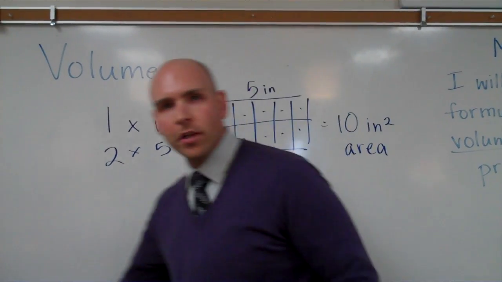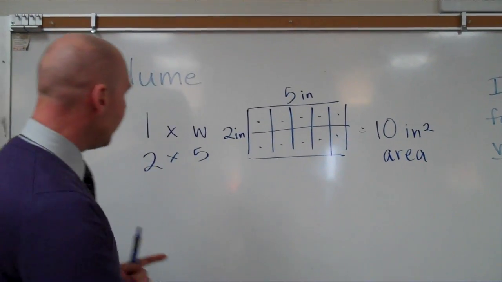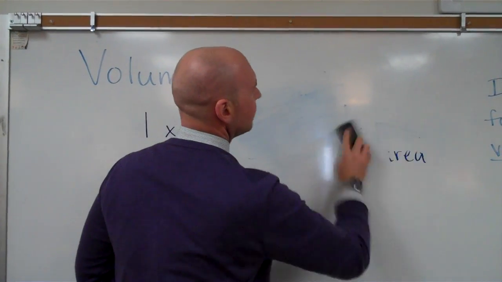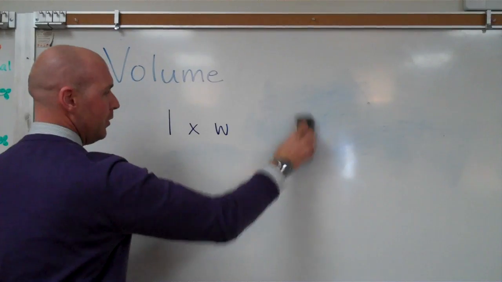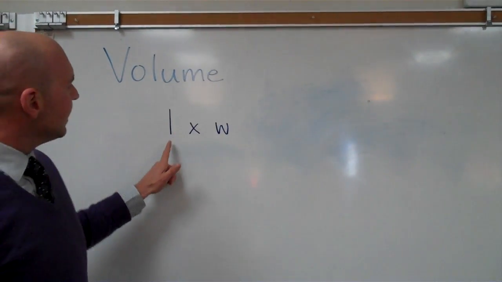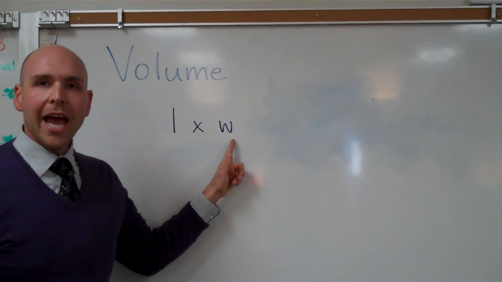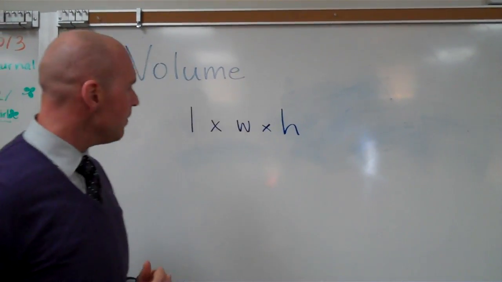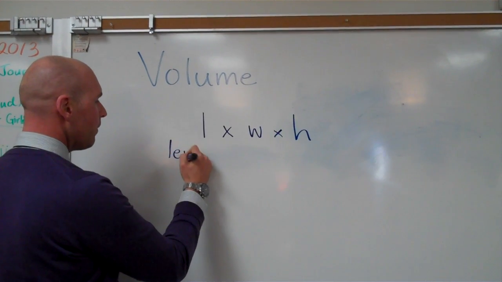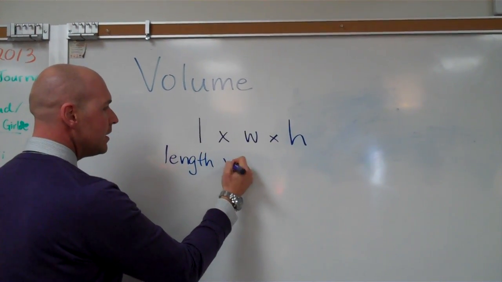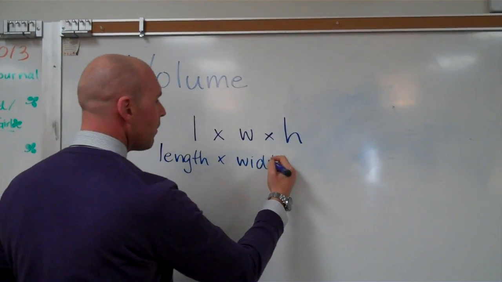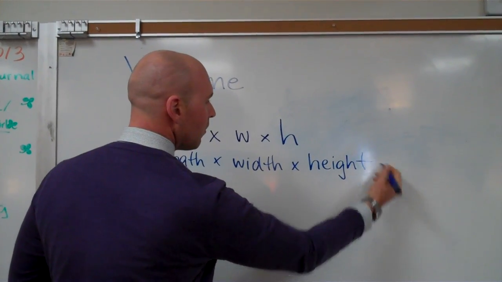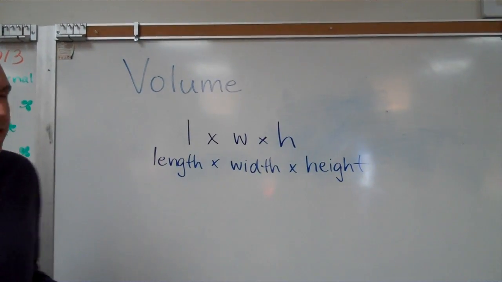So, how do I find volume? It's very similar. It's length times width, and then we're going to add a new one, times height. Okay? So this is length, write these down, times width, times height. And what exactly does that mean? Well, now we need to look at a three-dimensional figure.